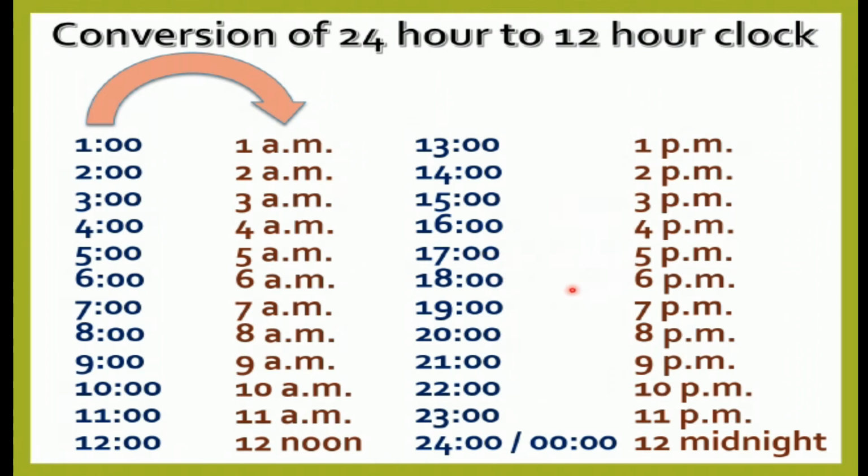19 hours as 7 PM, 20 hours as 8 PM, 21 hours as 9 PM, 22 hours as 10 PM, 23 hours we will write as 11 PM, and 24 hours we will write as 12 midnight.